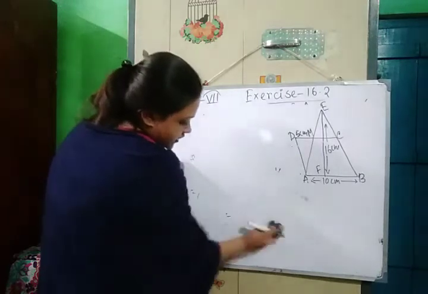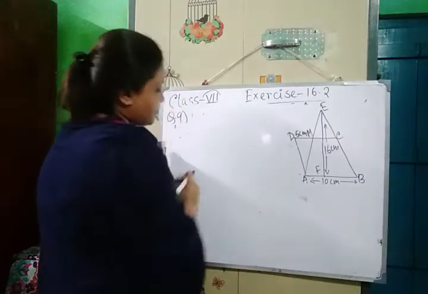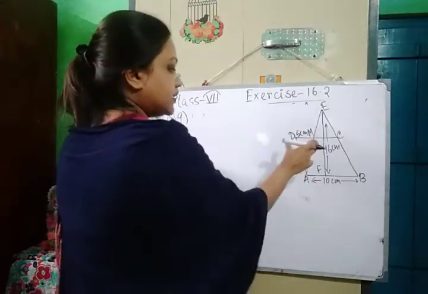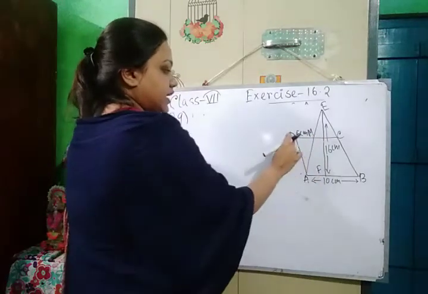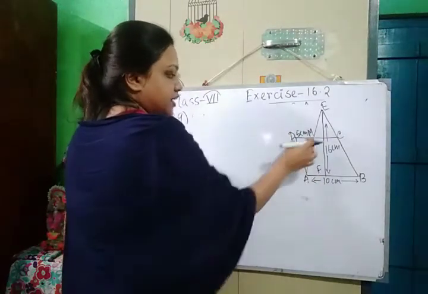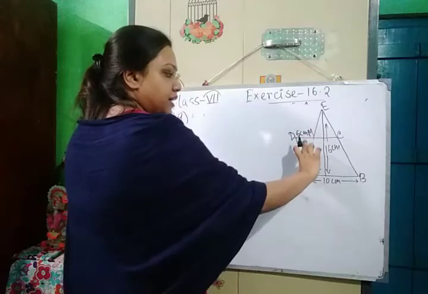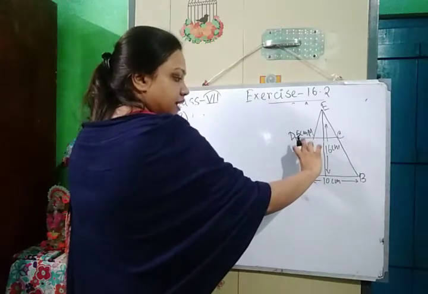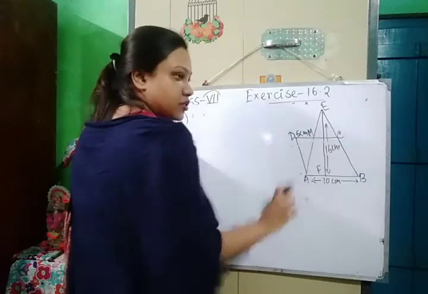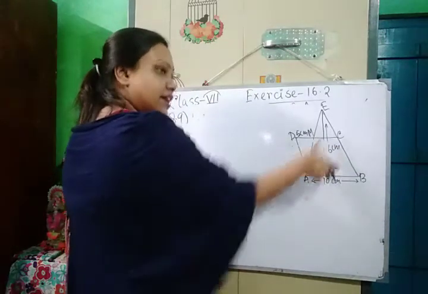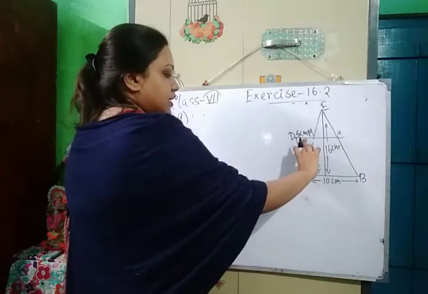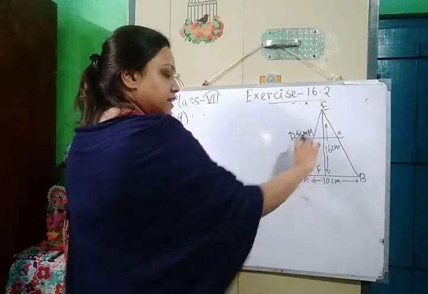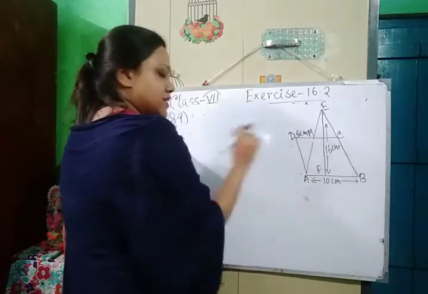So now look at this one very carefully. We are going to find out the area of the triangle AMD. So we need the base and also the height. The height of the triangle is equal to the height of the parallelogram, which we have already found, 8 centimeter. So this height is 8 centimeter and the base we have found is 5 centimeter.